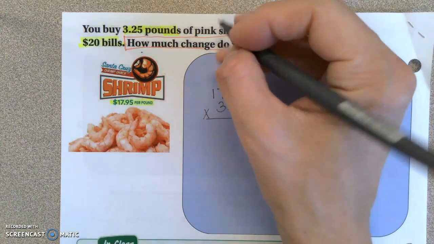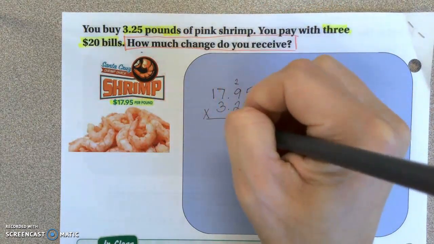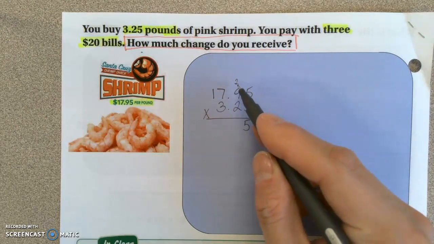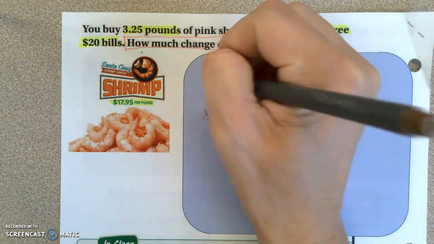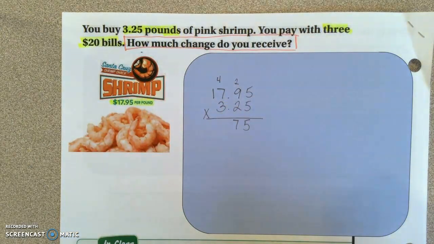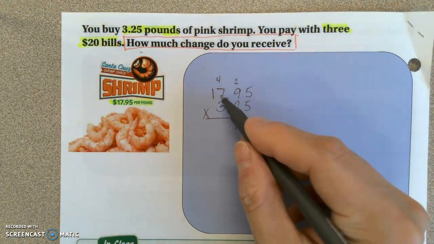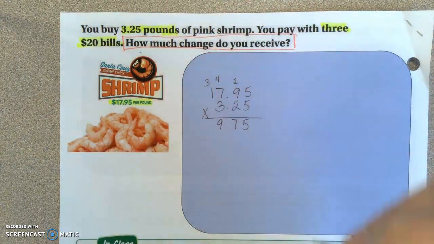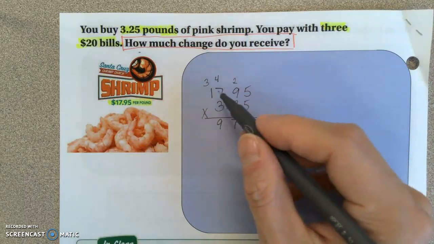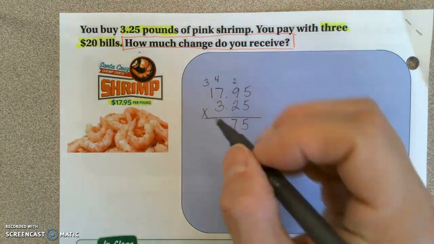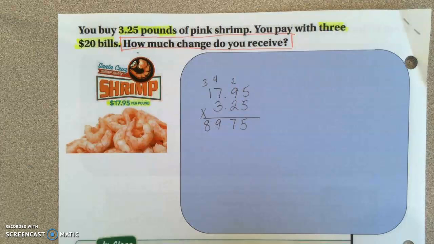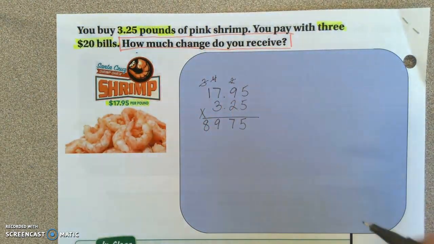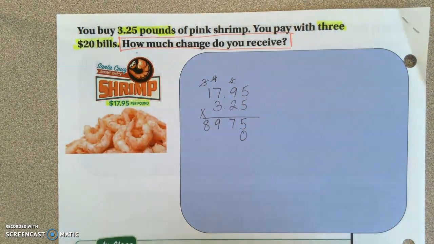5 times 5 is 25. 5 times 9 is 45, and I'm adding the 2. So I get 47. 5 times 7 is 35, plus the 4, 39. And then 5 times 1 is 5, 6, 7, 8. I'm going to cross those out to show that I've used them. Place a 0, and I'm moving on to the 2.